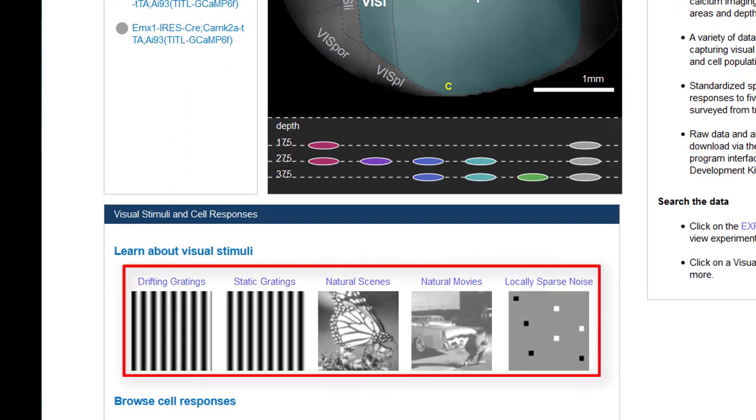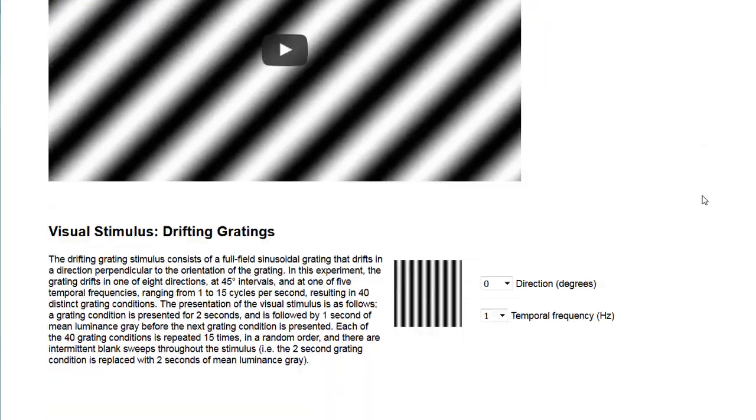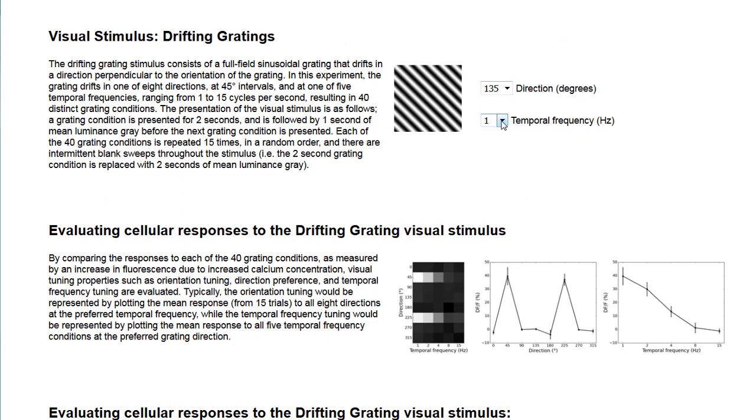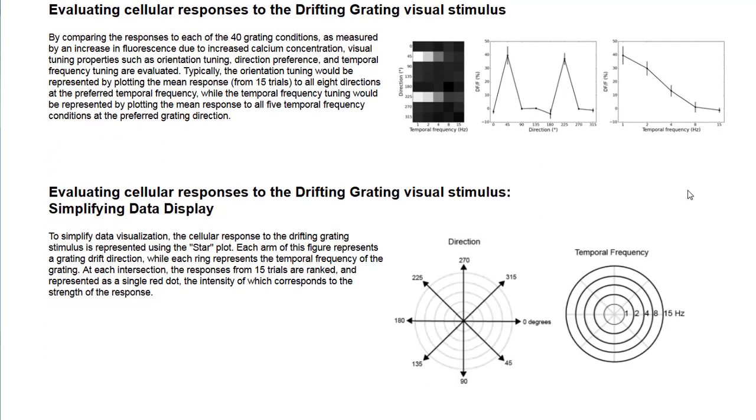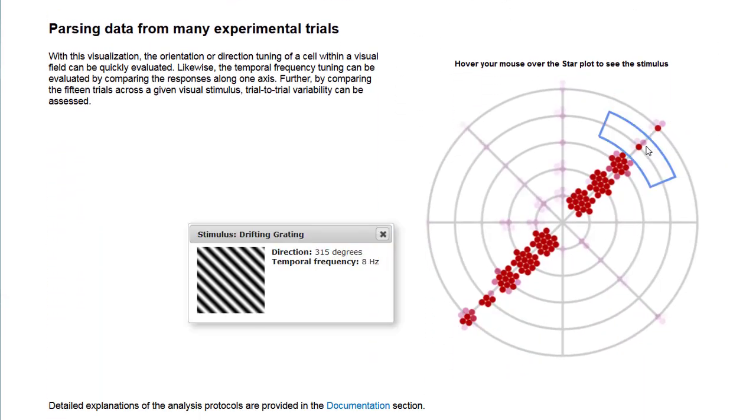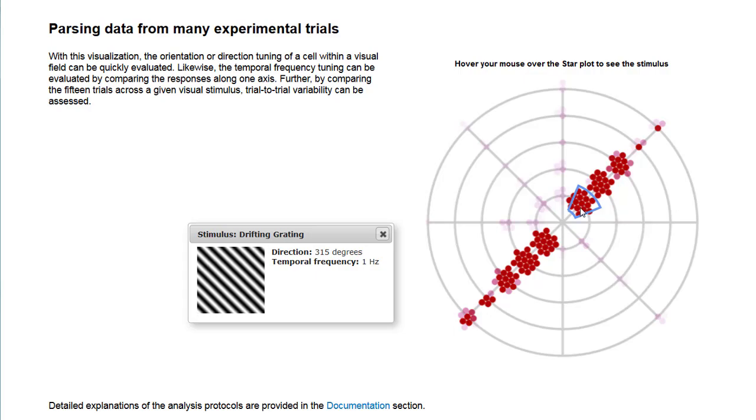Your first step in understanding the data representations is to view each of the visual stimuli pages, where we describe the visual stimulus, including a demonstration of what it looks like and how it was presented to the mice. This page also describes how the data were analyzed and the rationale behind the visualizations we created to illustrate the cellular responses to each stimulus. Each stimulus page also has an interactive example of the representation. Hovering your mouse over the different aspects of the visualization will bring up the stimulus described by that cellular response.